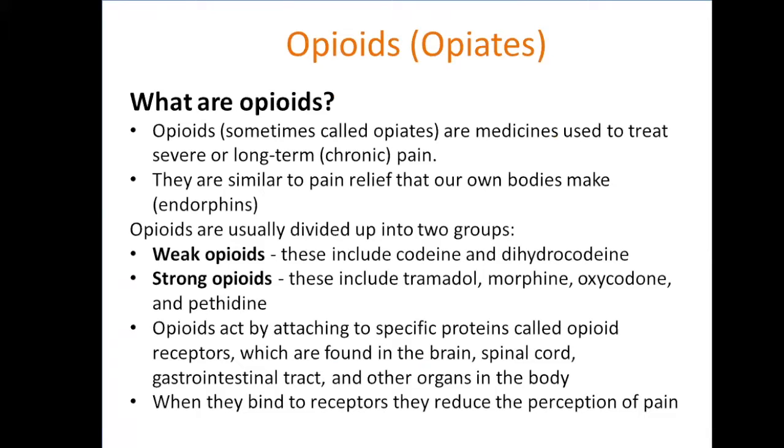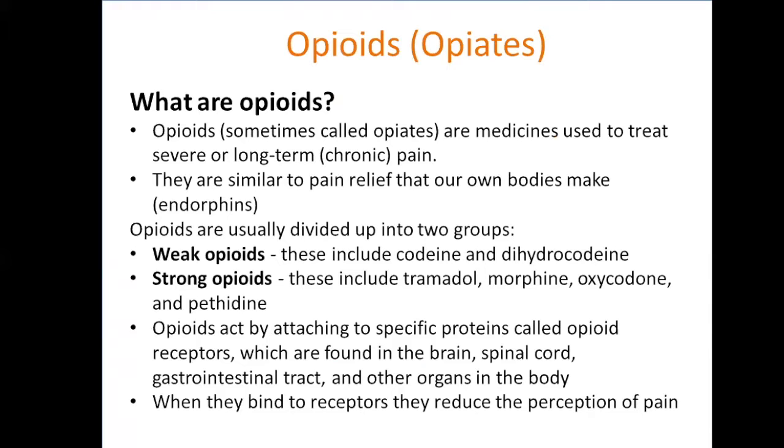So these are our really strong painkillers, and these are used to treat more severe pain. And they are similar to, our own body produces endorphins, and these make us feel happy and they make us feel content. And this is similar to how the opioids work. They work by blocking the opioid pain receptors in the brain, and they prevent the pain messages from reaching the brain. So we don't perceive pain the same way.